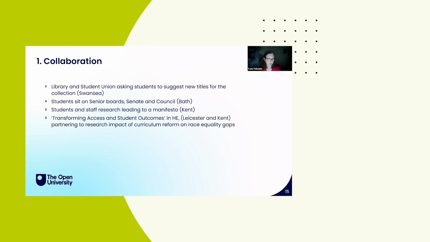At the University of Bath, students sit on the senior boards, both at the Senate and the Council. At Kent, the students and staff research leading to a manifesto. And at the universities of Leicester and Kent, there is a partnership programme going on there to research the impact of curriculum reform on race equality gaps.